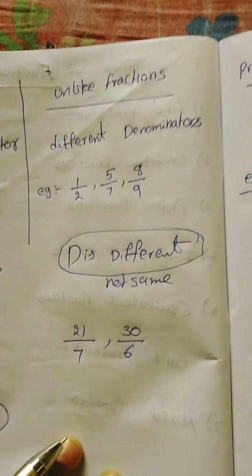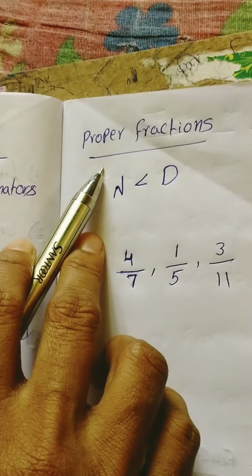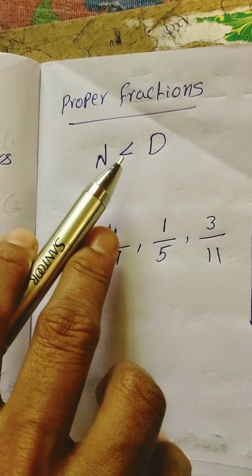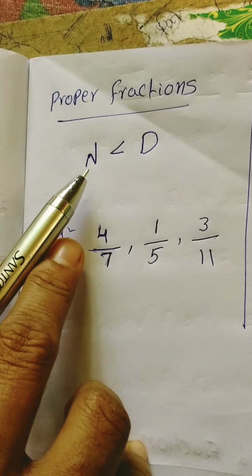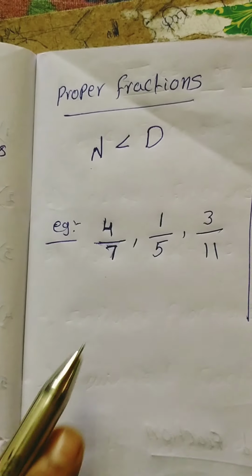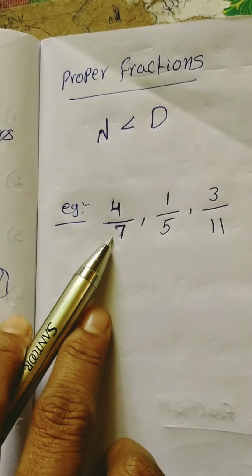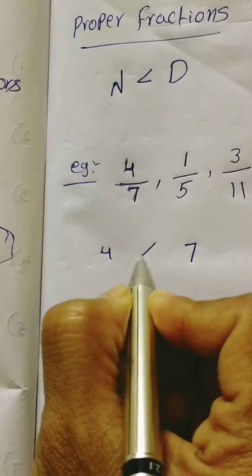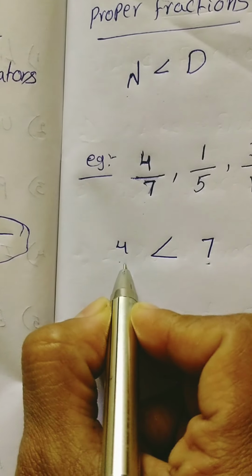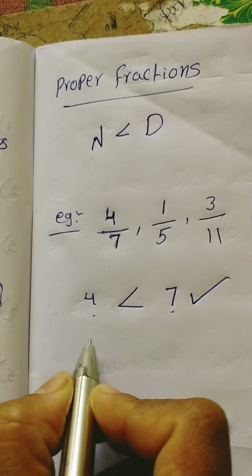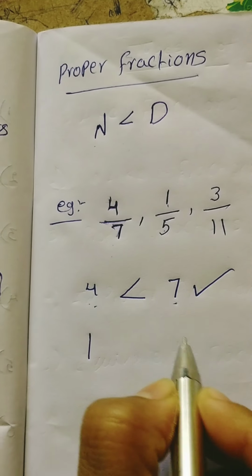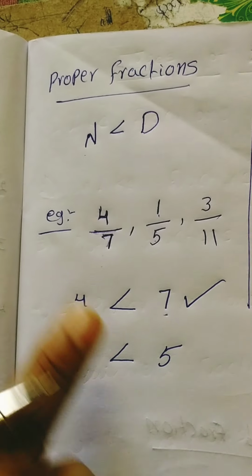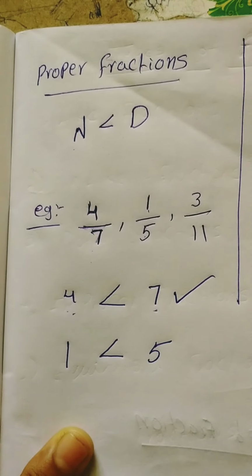What is another type of fraction? Another type of fraction is the proper fraction. In a proper fraction, the numerator is less than the denominator. Let us see 4 by 7. In this, the numerator is 4 and the denominator is 7. The numerator is less than the denominator, so this is called a proper fraction. Again, take 1 by 5. The numerator is 1 and the denominator is 5, so here also the numerator is less than the denominator. So these fractions are called proper fractions.